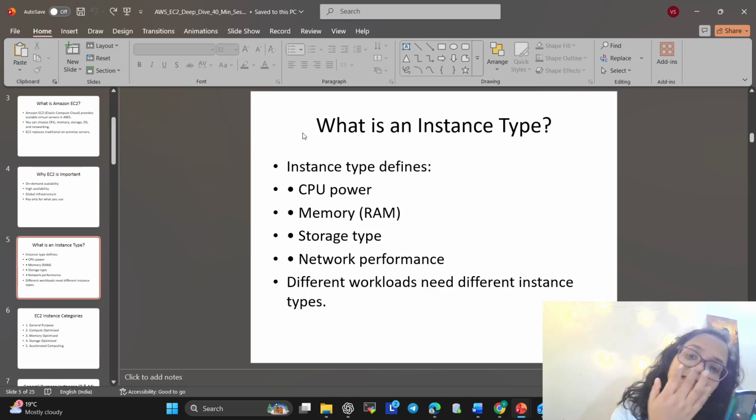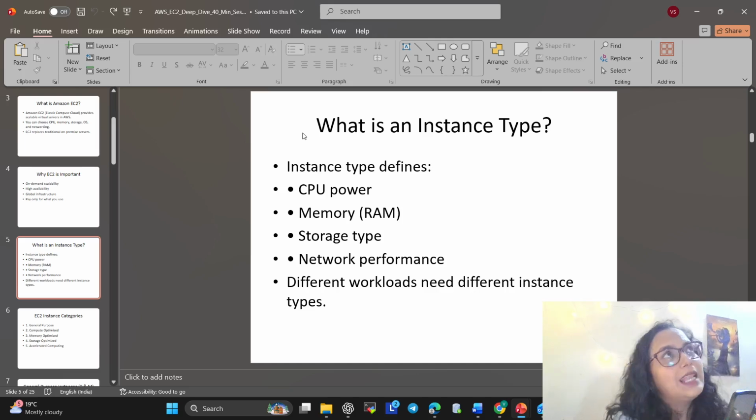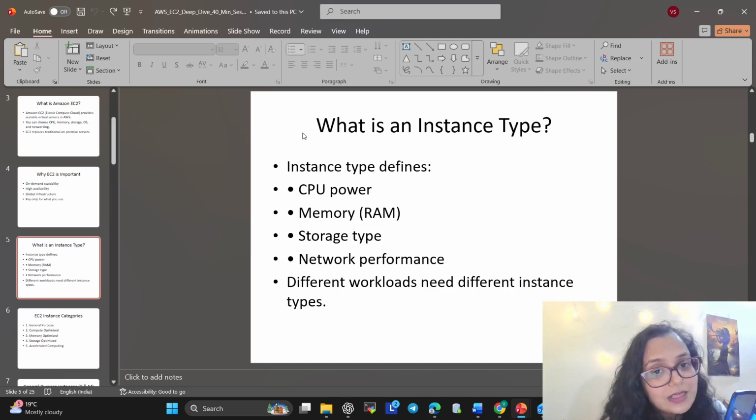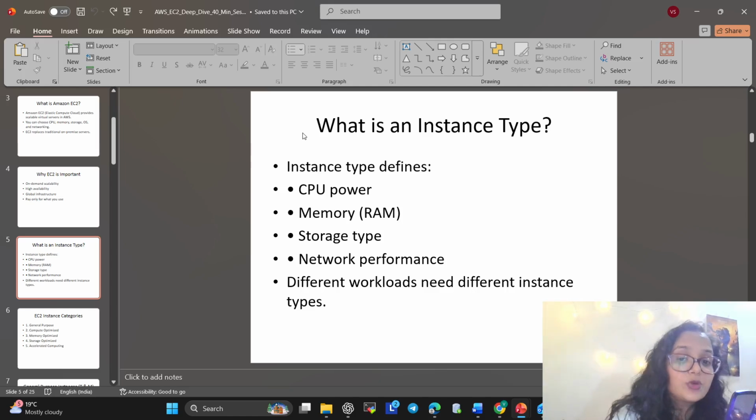Now, what is an instance type? In the last class we discussed how to create an instance, but what is an instance type? It is defined by CPU power, how many CPUs the instance wants: one CPU, two CPU, eight CPU. Memory means RAM, how much RAM, and storage types, which type of storage you want. Network performance, and different workloads need different instance types.